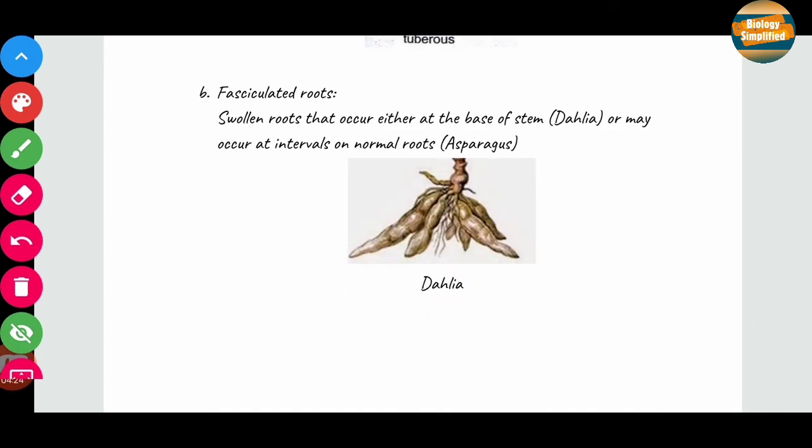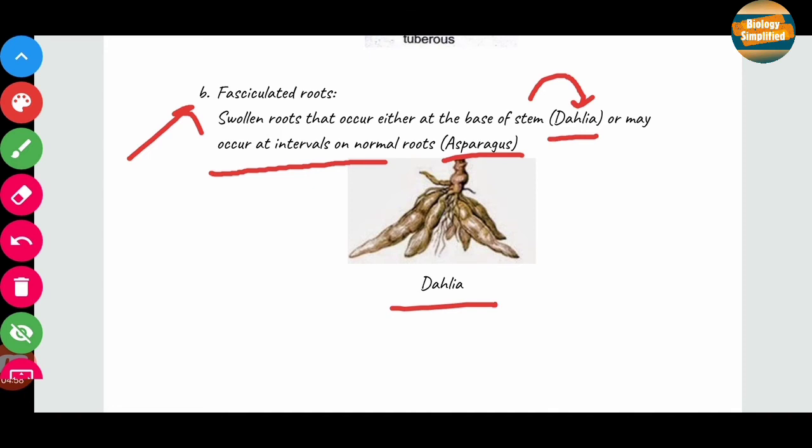Next in the food storage is the fasciculated roots. Swollen roots that occur either at the base of stem, dahlia, or may occur at intervals on normal roots, asparagus. In this case, the roots are swollen either at the base of stem, as in the case of dahlia, or they may occur on the normal roots. Example is asparagus. So we can see here in the case of dahlia, at the base of stem the roots have got swollen to store food.